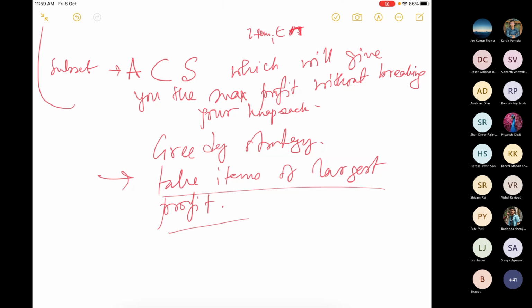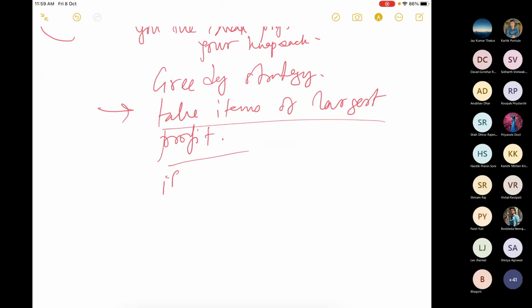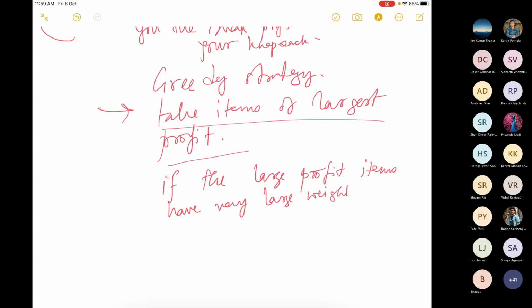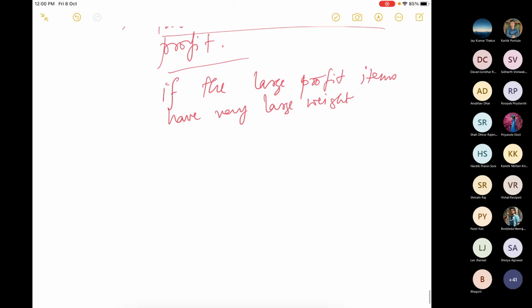Where will this greedy strategy fail? When the weight of the item having the largest profit is the largest. So if the large profit items have very large weight, then this probably is not going to be a very good strategy. Let's see an example.